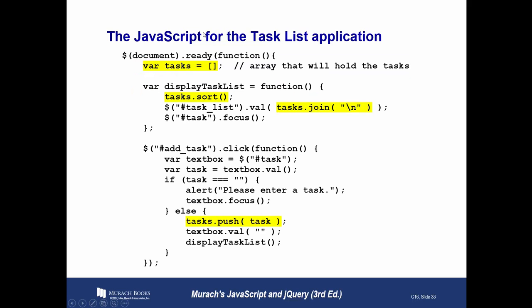So the JavaScript is shown here and on page 481 in the book. The application uses an array to store the tasks added by the user. To display the tasks, the application uses the array's sort and join methods. To add a new task, the application uses the array's push method. To clear the tasks, the application assigns a new array to the task variable, and it overwrites the old array.